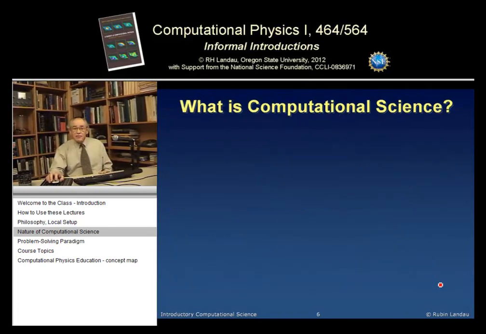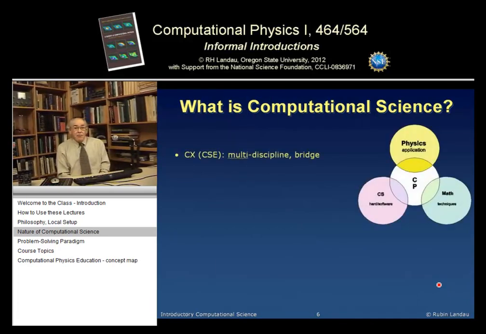Okay? So what is computational science? We talked about what we're going to do. Well, computational science is one of these multidisciplinary subjects. Okay? And I use the term here multidisciplinary rather than interdisciplinary, because an interdisciplinary might fall between the cracks. Multidisciplinary means that we have several subjects and you need to know about all of them. Okay? So we'll use the abbreviation CX sometimes, or CSE, computational science and engineering. That's very popular in the literature.